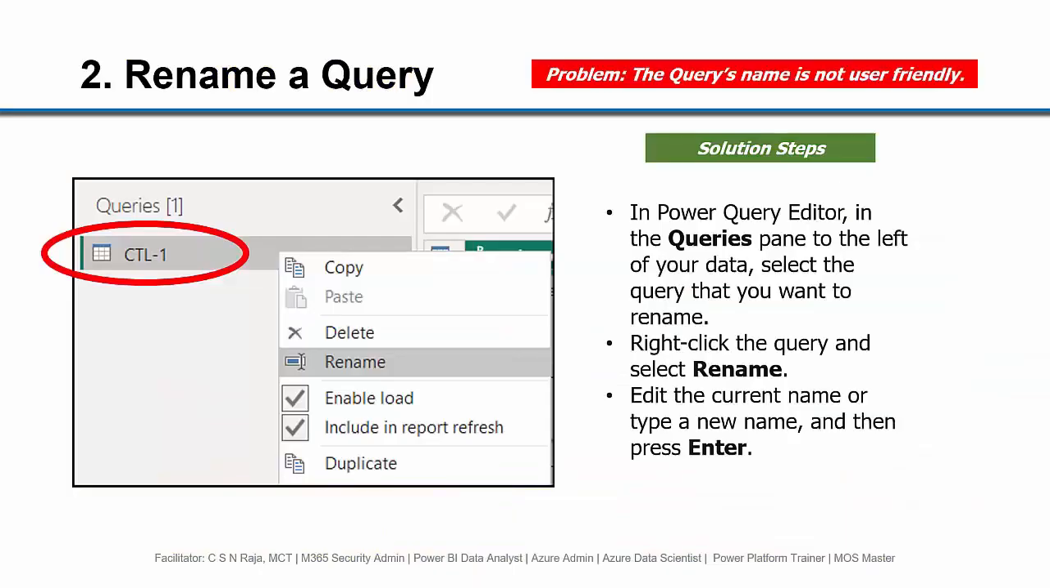The second information is about renaming a query. If the query's name is not user friendly, in the Power Query editor, in the queries pane to the left of your data, you can select the query that you want to rename, right click the query and use the option called rename, key in the name you want and then press enter.